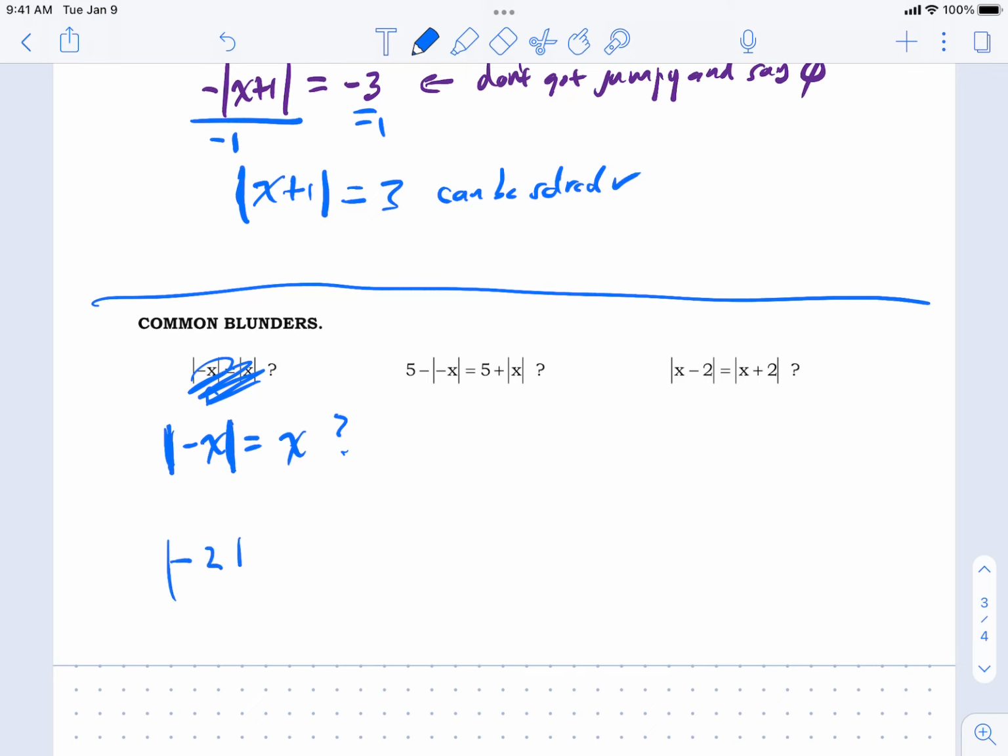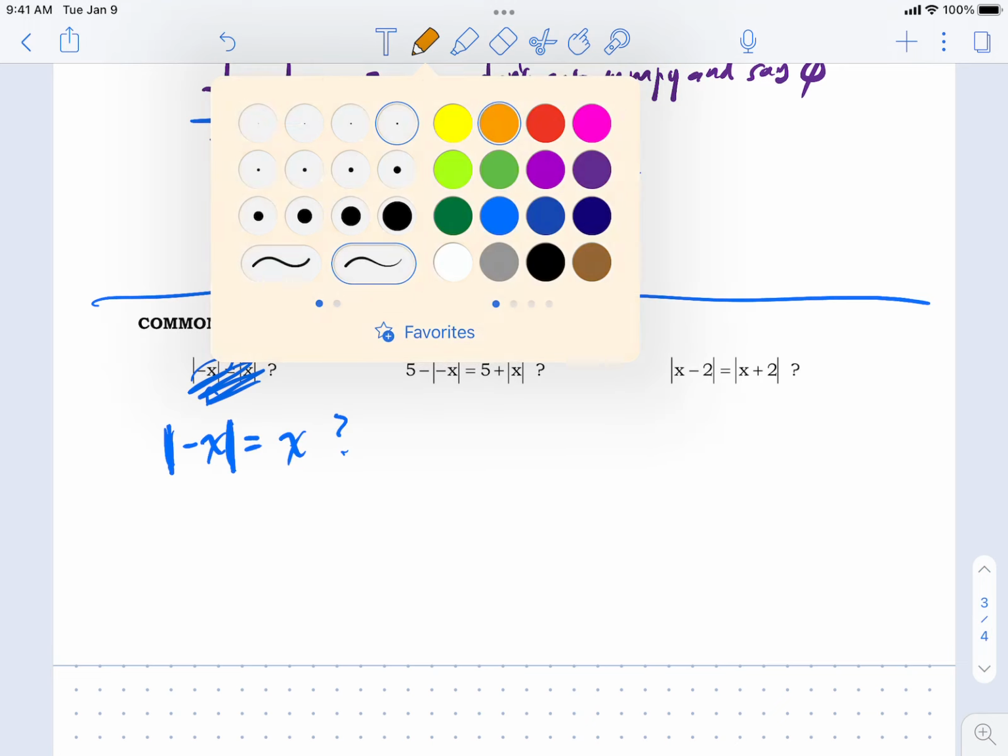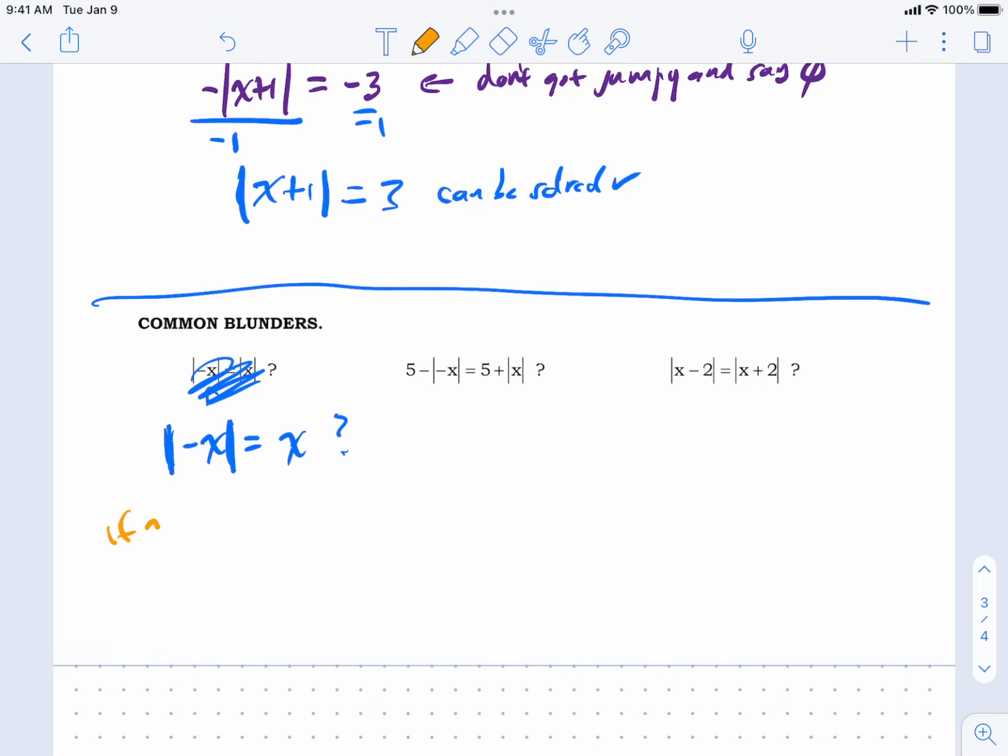So again, like I was saying, the absolute value of -2 is 2. That's right. So why can't we say the absolute value of -x is x? The reason we can't say that is because it doesn't always work. If it was true, it would always work. If I can find one situation where it doesn't work, then I have to say it's false. You can't say it's sometimes true. That doesn't count in math.